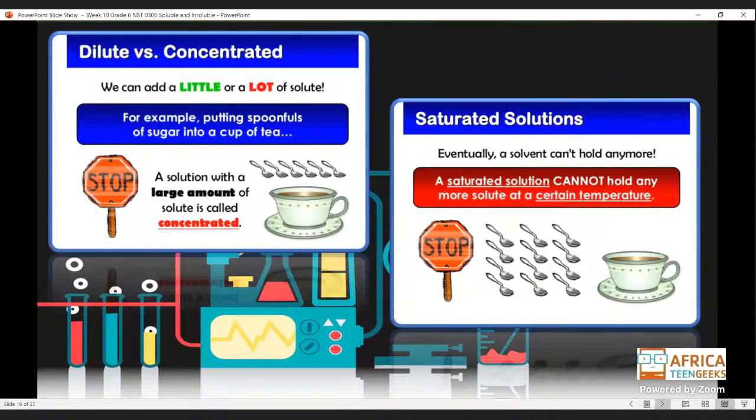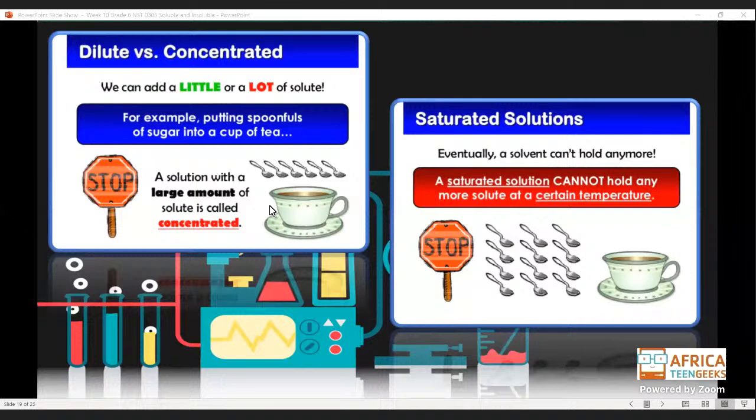So we have a few examples for you, which go with the previous example. If you, for example, put spoonfuls of sugar in a cup of tea, a solution with a large amount of solute is called concentrated. So if we're adding lots of solute into it, there's not as much liquid, let's put it that way.